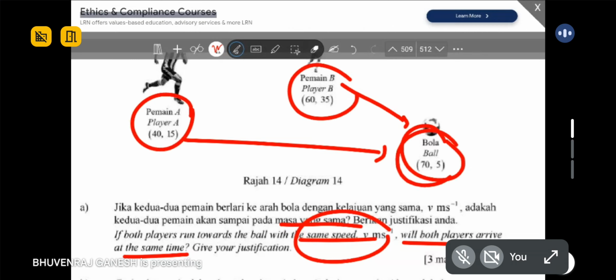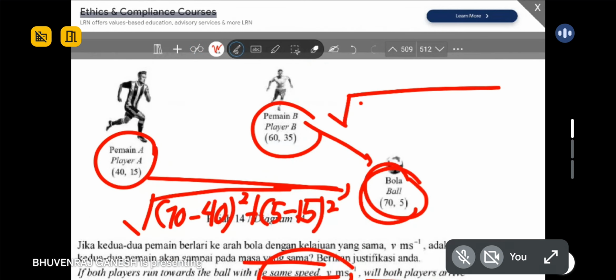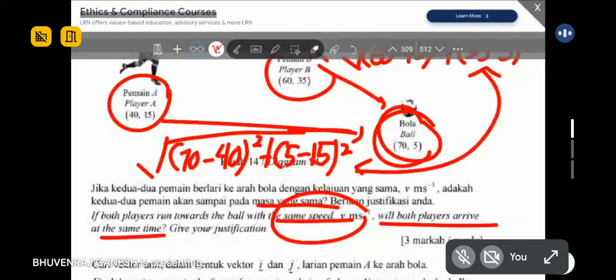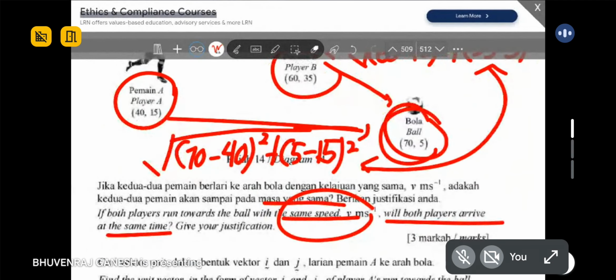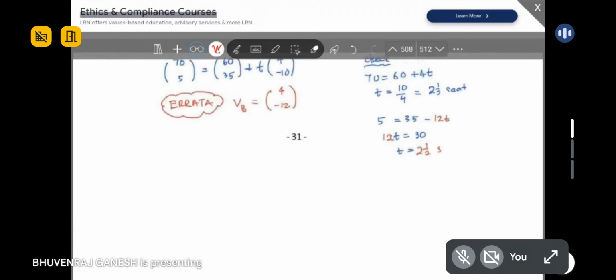So you can find the distance, right? How to find distance, guys? Distance formula. Am I right? So for this one, 70 minus 40 square plus 5 minus 15 square. So you count this one, and then yang ni, same formula, 60 minus 70 square plus 35 minus 5 square. So you just count these two, check whether they are same or not, periksa sama atau tidak. If they are the same, then they will arrive at the same time. If not the same, then different time. That's how you see.